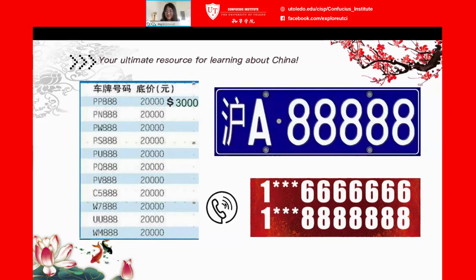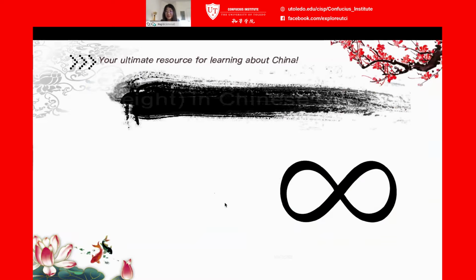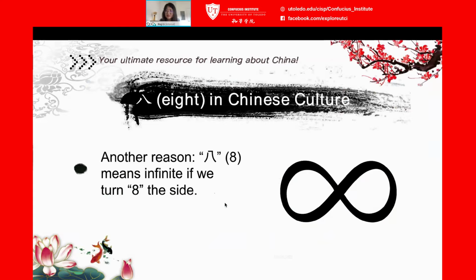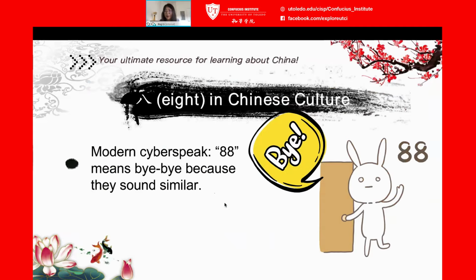Next number. Oh, another Chinese culture is about the number 8. When we turn eight to the side, it means infinite. That's another reason people like this number. Infinite wealth. Nowadays, some young people will use baba to replace bye bye because they sound similar, right? You can try to pronounce baba, bye bye. Yes, to show goodbye.